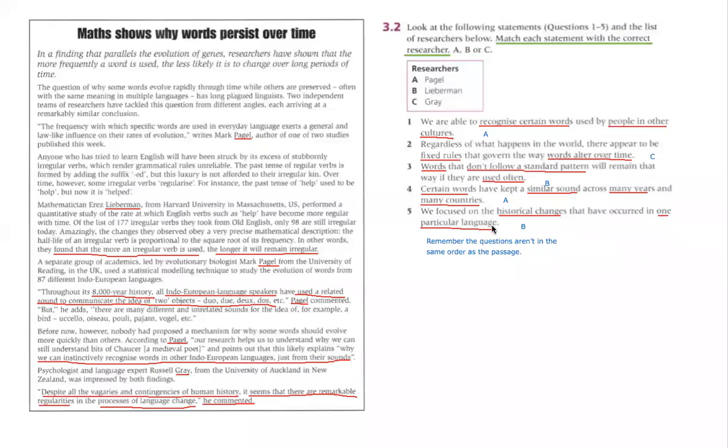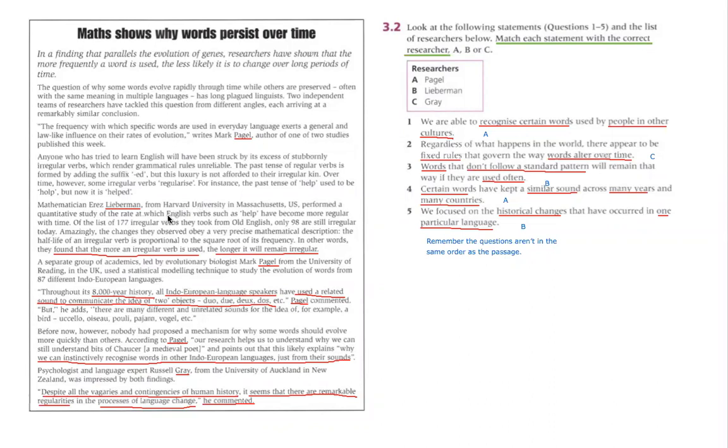If it says one particular language, you really need to find which researcher only mentions one language. For Gray, we don't know. He doesn't mention any languages. We can see that Pagel is mentioning more than one language. Indo-European is not a language. It's a group of many languages. So let's have a look at the paragraph about Lieberman. Which is the one particular language that he studies?